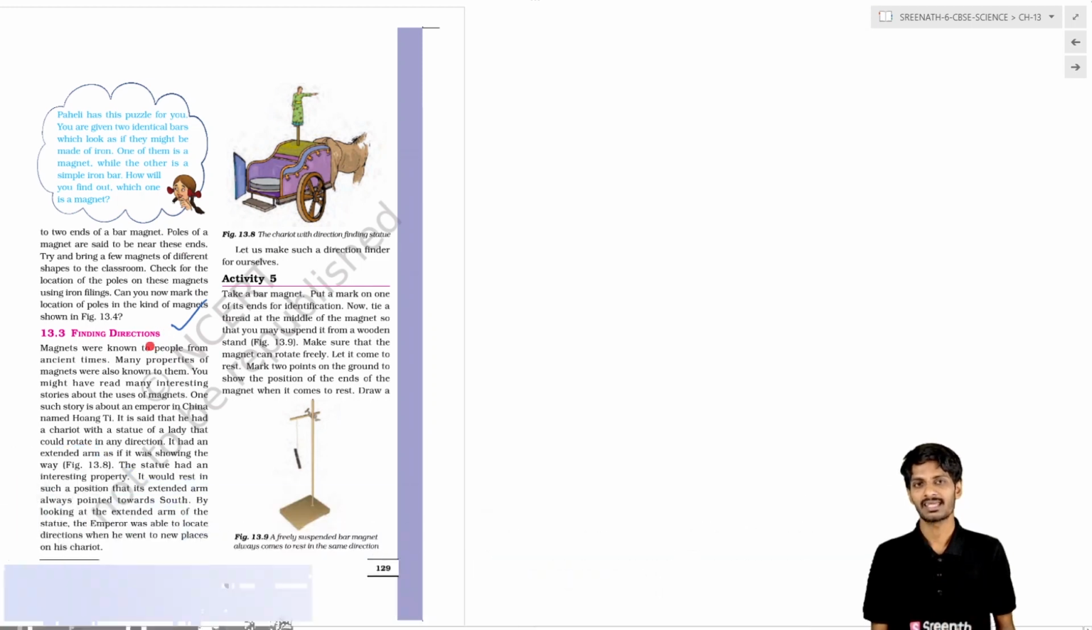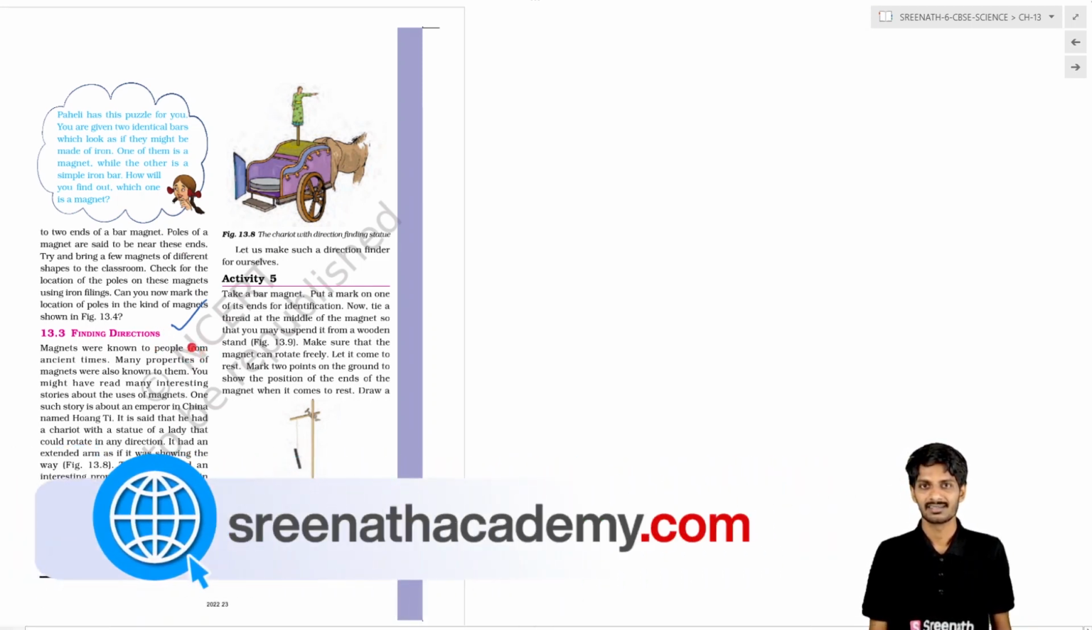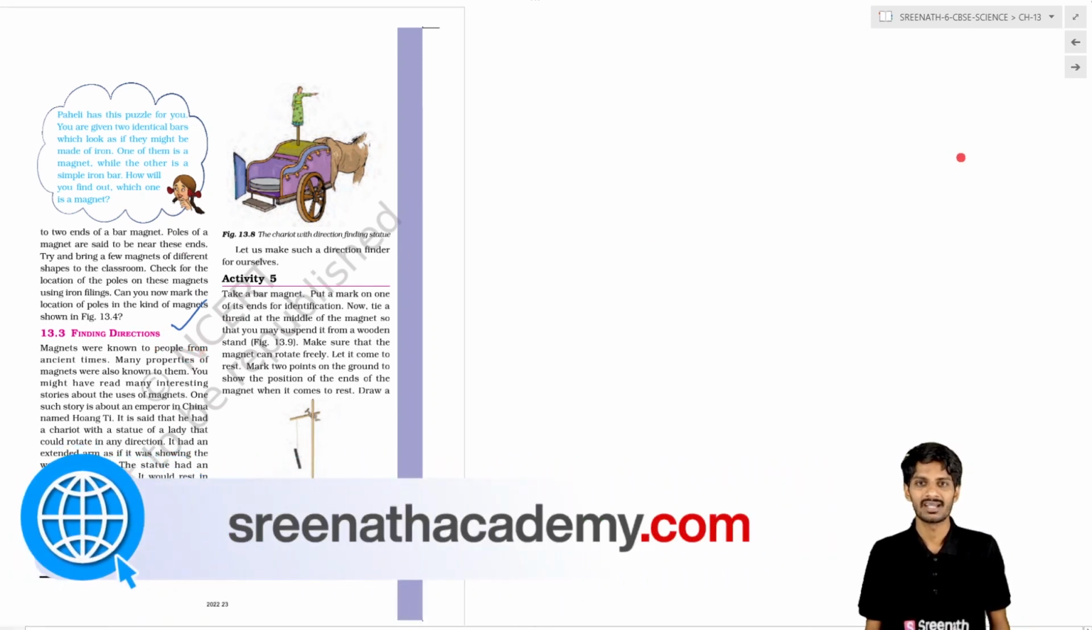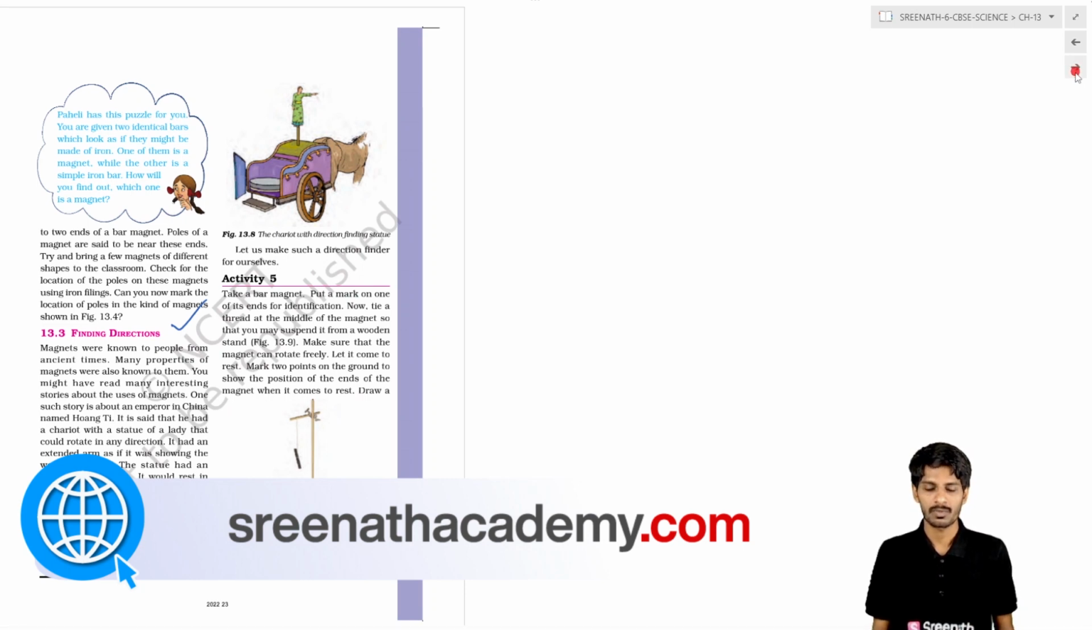Now the third topic we are going to discuss is finding directions. How can we find directions using magnets? What is the property behind it? And is there any device developed using the concept of the directional property of magnets?